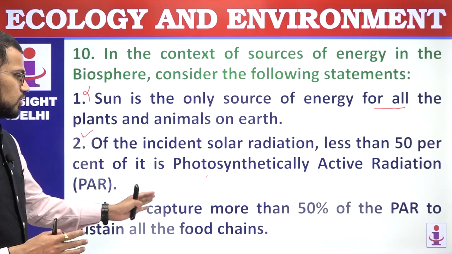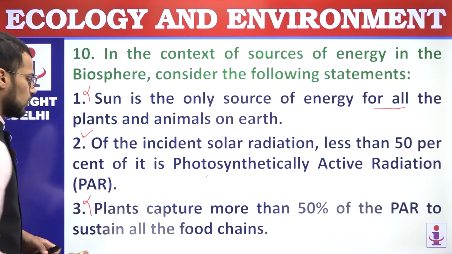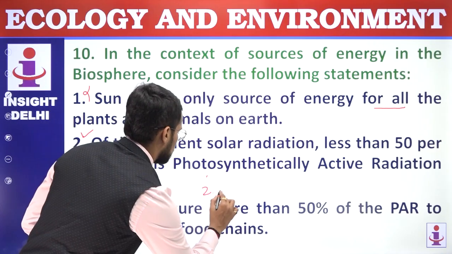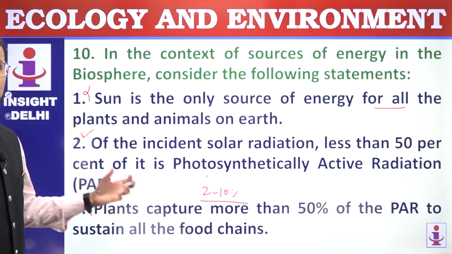Third, plants capture more than 50% of the PAR to sustain all the food chains. This statement is incorrect. Why? Because only 2 to 10% is used by plants for photosynthesis, not more than 50%.